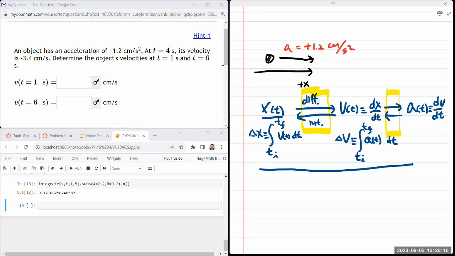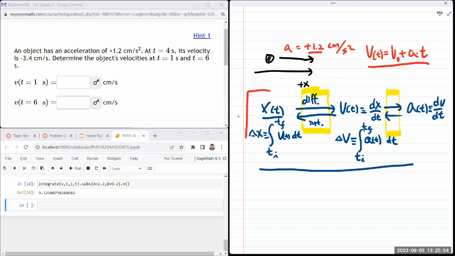It's in units of centimeter per second squared, but I think if we keep everything in centimeters and seconds, it will be fine. And they've given us velocity at a particular time, and it says determine the object's velocities at t equals 1 second and t equals 6 seconds. Okay. So, there's actually a pretty easy way to do this because you have constant acceleration. You could use one of the kinematics formulas that says velocity at some time is initial velocity plus acceleration times time. You can totally use that.